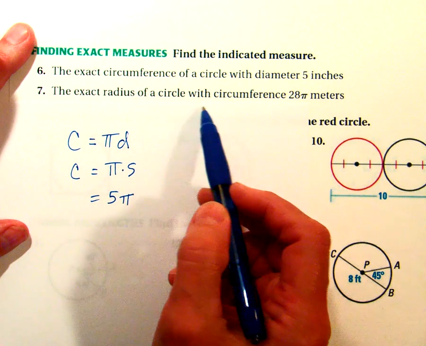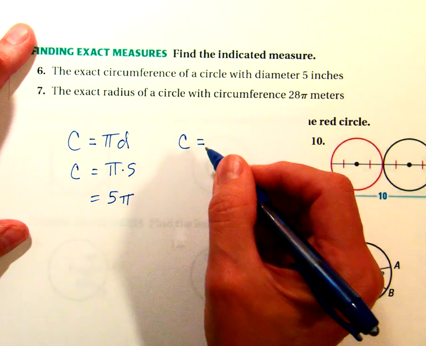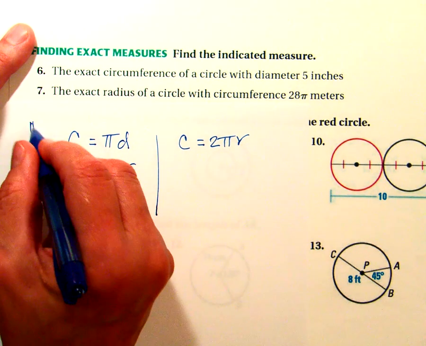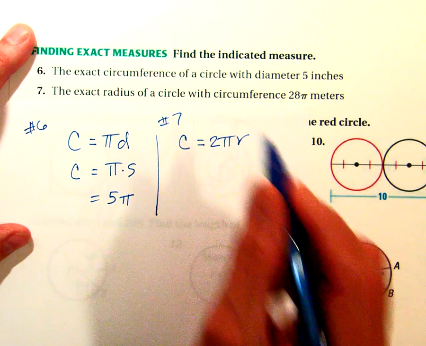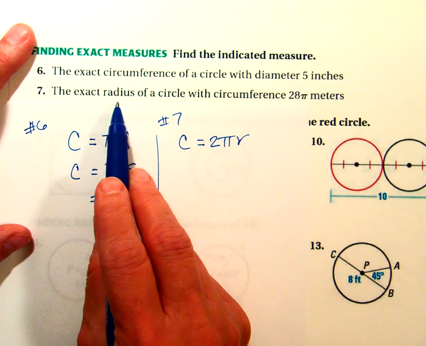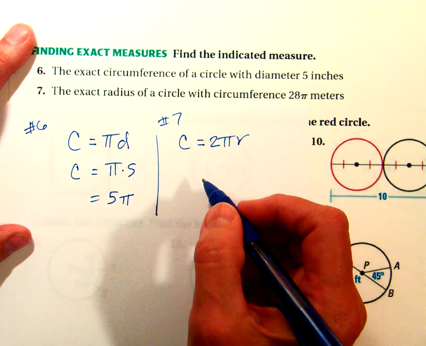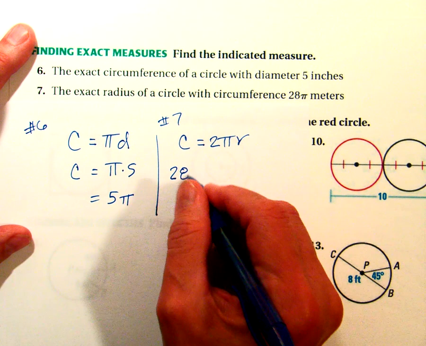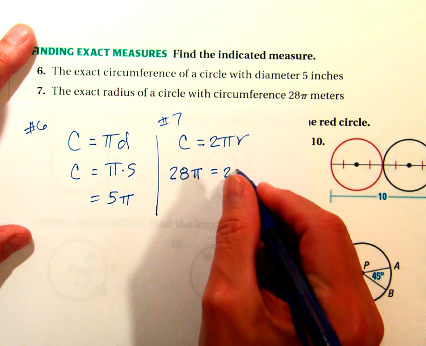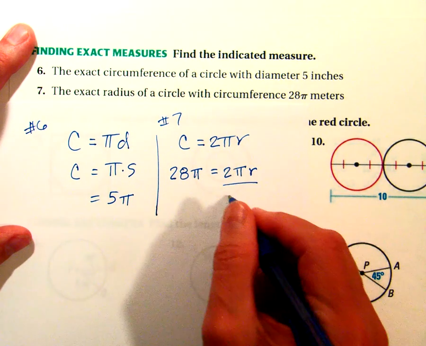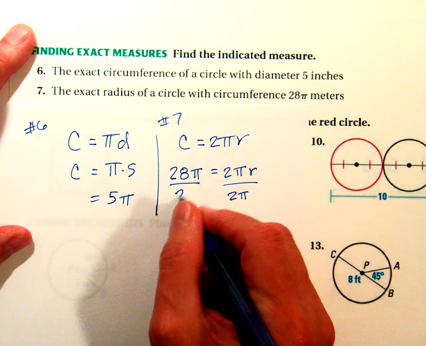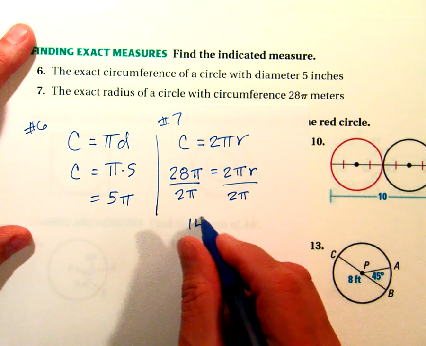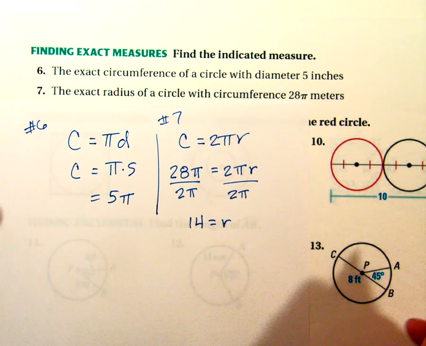Find the exact radius of a circle with the circumference. I want radius, so I'm going to use 2 pi r. This one's number 7. Since this one is using radius, I'm going to use 2 pi r. If you want to use diameter, you can just divide it by 2. So circumference is 28 pi, and that equals 2 times pi times r. Let's divide both sides by 2 pi. You'll recall you can use it just like it's a number because it's a number. So that's going to be 14. Hopefully you see how that works.